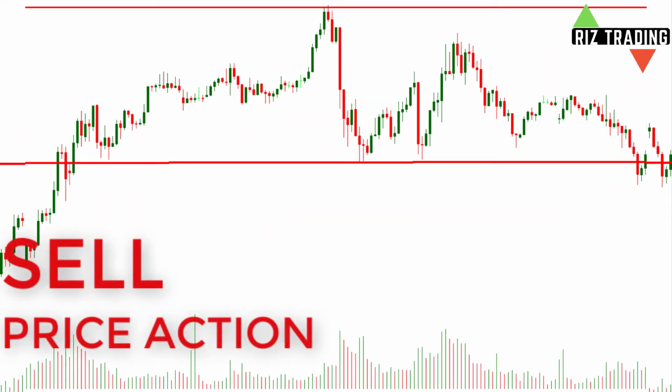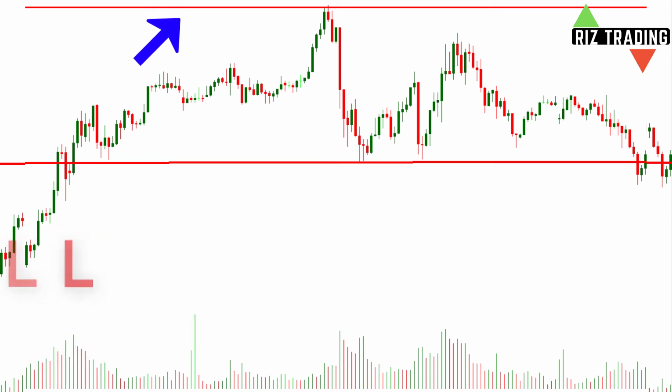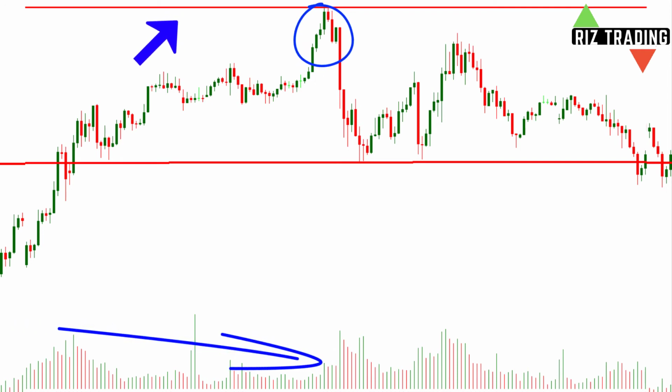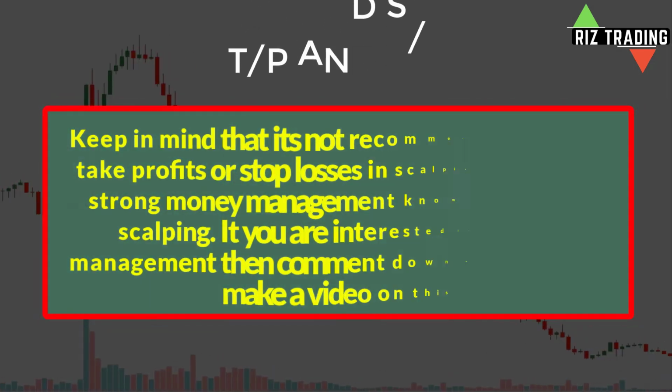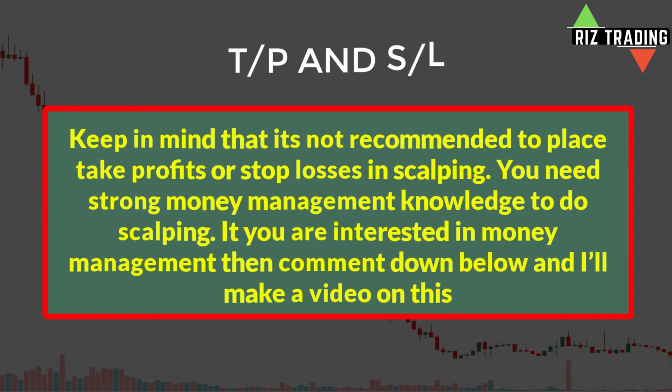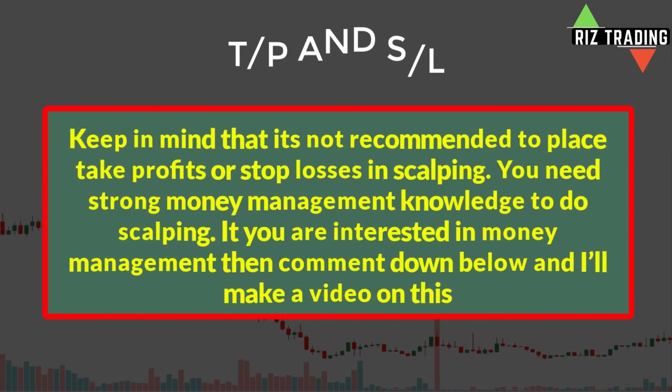and if there is a non-trending market, we will use the price action method. We will draw significant resistance levels, and when the market is at a significant resistance zone and reverses after touching that level and volume starts decreasing, then it's a sell signal and you can start placing sell trades and do scalping in that direction. Keep in mind, it's not recommended to place take profits and stop losses in scalping.